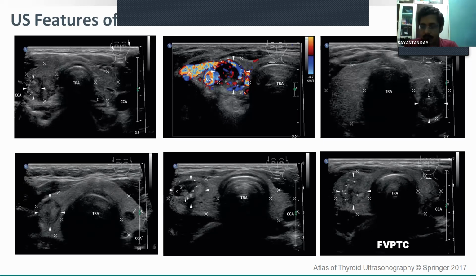The second one, sometimes also not found commonly, a small cystic cavity at the periphery. And the last one, which I have kept because the follicular variant of PTC is more likely to be iso to hyperechoic. You can see here a solid nodule which is inhomogeneous in structure, isoechoic with diffusely hyperechoic punctuations, central tiny hypoechoic area with blurred margin.